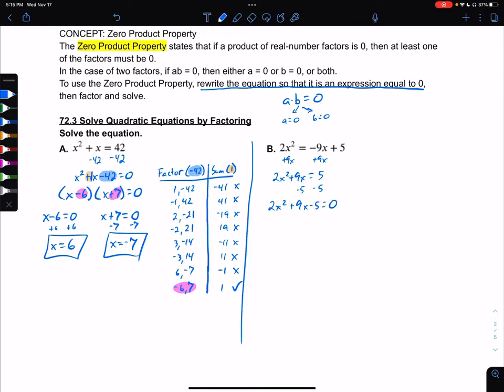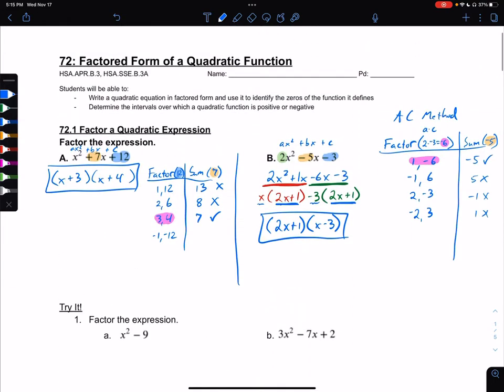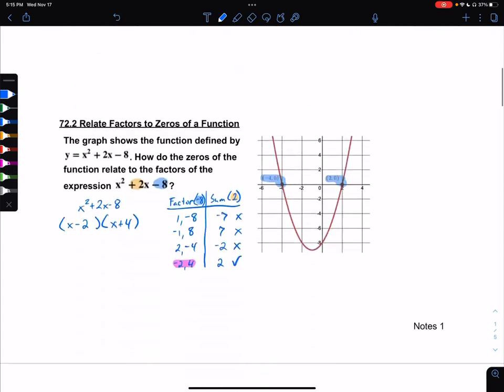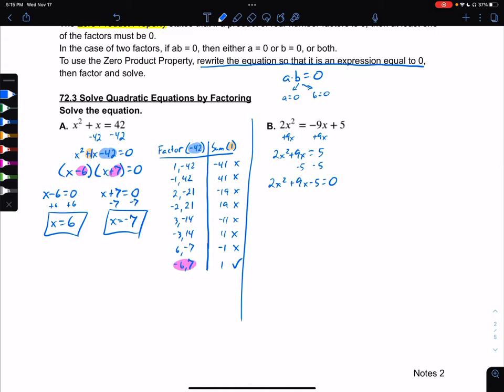Okay, here we're going to need to use the factor sum method. However, we need to use the AC version. So if you remember, going back to example 1, this AC method where we had to multiply A times C, because the A value is something other than 1. So I need factors of 2 times negative 5, right? A times C. So that's going to be negative 10. And I would need a sum of a positive 9. Always be careful with your signs. So double and triple check them.